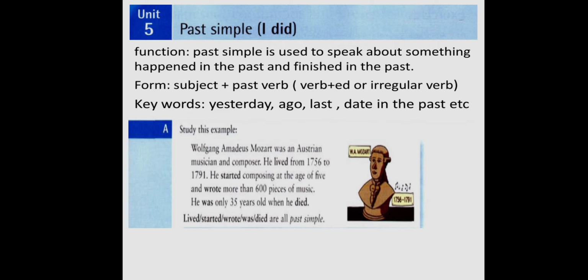Lived, started, wrote, was, died are all past simple because they happened in between the two dates, 1756 and 1791. Those dates finished in the past. That's why we use past simple, because the actions are finished.